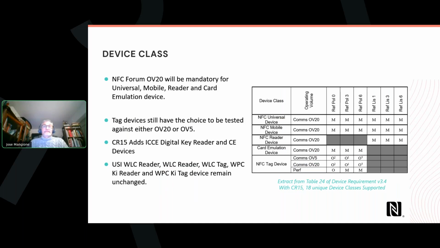We have a total of 18 device classes defined at NFC Forum. Some of them are part of the open ecosystem. Some of them are part of the specific market ecosystem. This is specified in the device requirement document, version 3.4 for CR15. You can see an extract from that document on the right-hand side on the table here. So we worked with other consortiums where applicable in order to define whether communication operating volume 20 is mandatory or not, and how we work with that. And this is the outcome here.